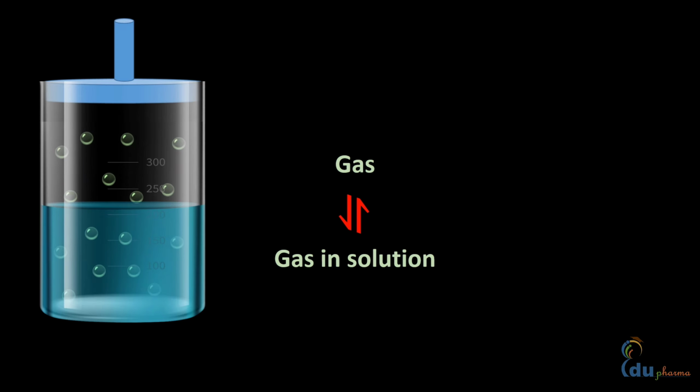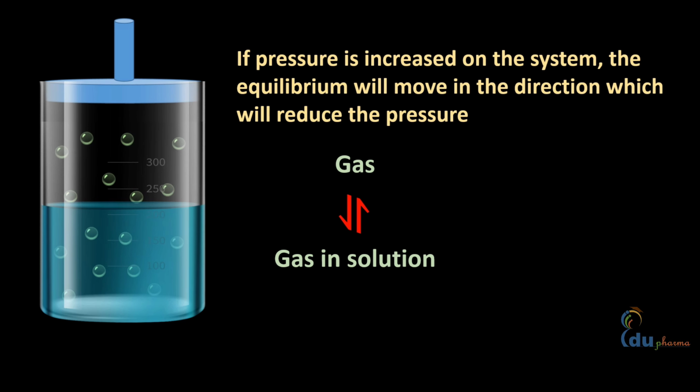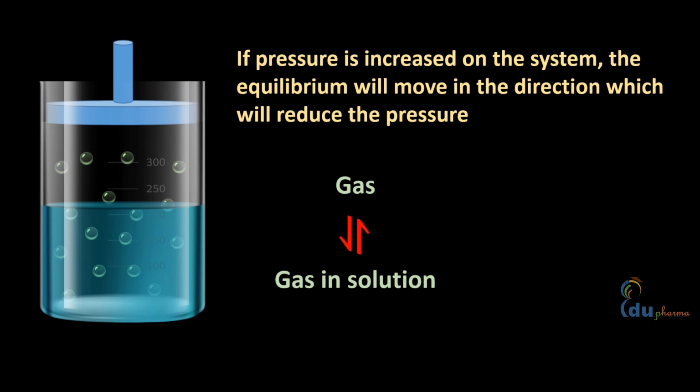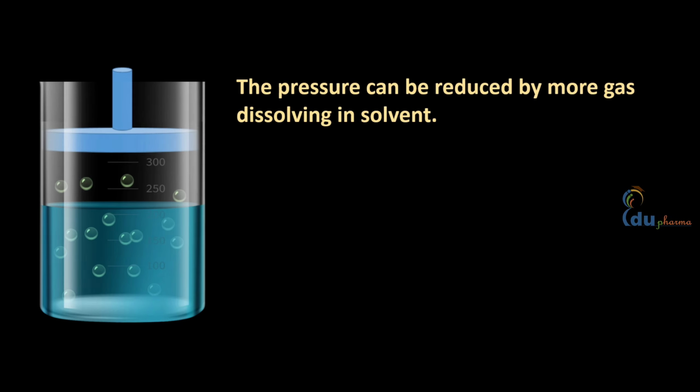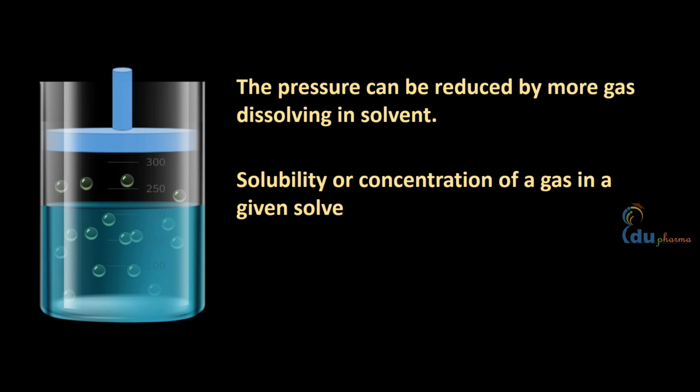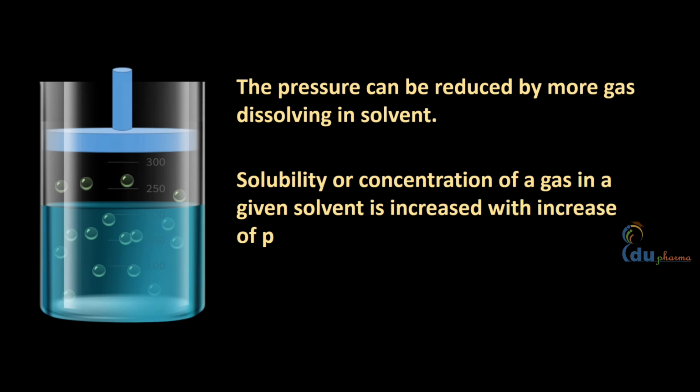We can increase the pressure above the liquid layer by using a piston. By increasing the pressure on this system, the equilibrium will move in the direction which will reduce the pressure, and this is a natural process described by Le Chatelier, known as Le Chatelier's principle. Simply it means that the pressure will decrease by more gas dissolving in the solvent, or simply we can say that the solubility or concentration of gas in a given solvent increases with increase of pressure.